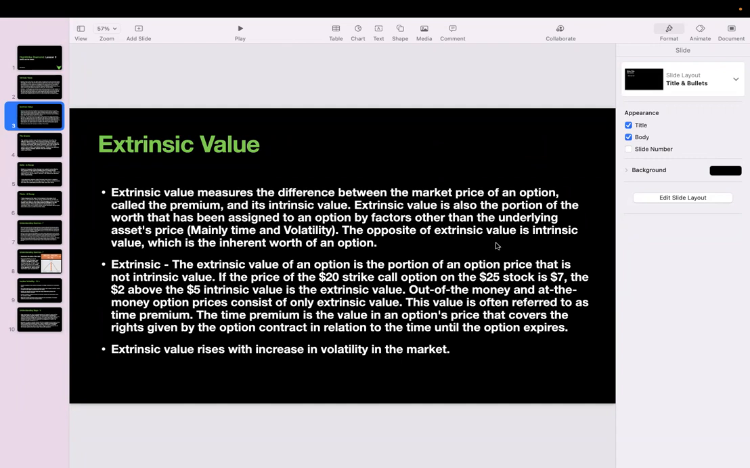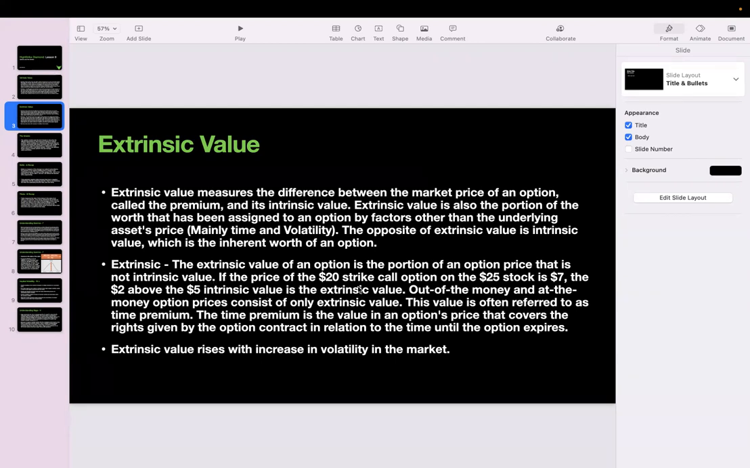The opposite of extrinsic value is intrinsic value, which is the inherent worth of an option, right? So an option that's in the money has extrinsic value and intrinsic value, whereas an option out of the money only has extrinsic value, right? Because if you were to execute that contract right then and there, it's worth nothing. So the only value that contract actually has is the potential, which is measured through time and volatility until its expiration, right?